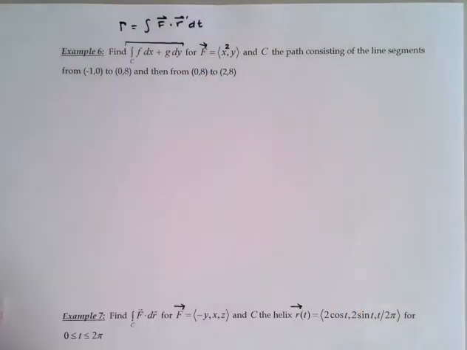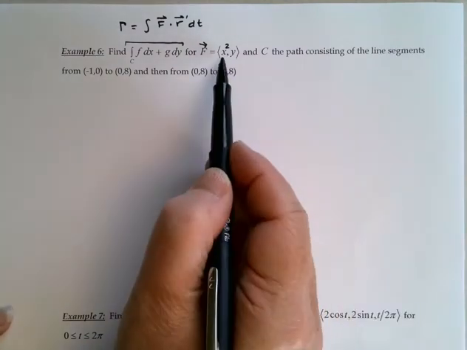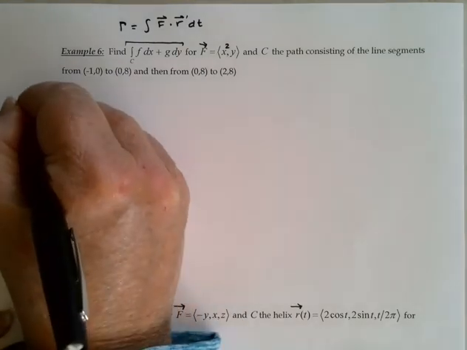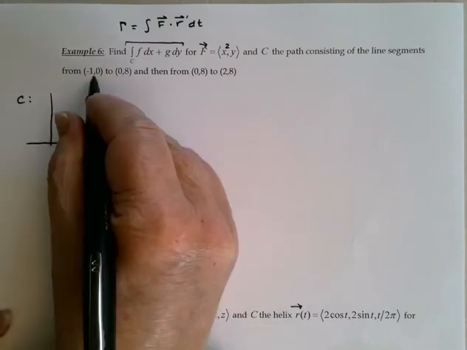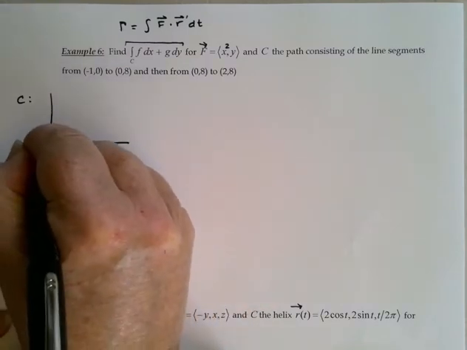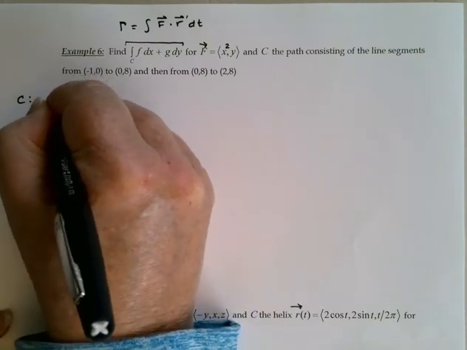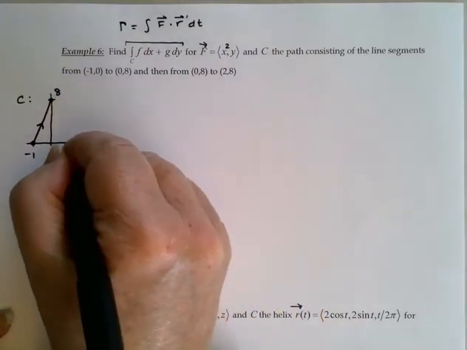In this case, f is the vector field x squared comma y, and c is the path consisting of these two line segments. By the way, I wanted to make it just a little more interesting, so if you would add the square on that x, I know that wasn't part of your original statement. All right, so as far as c is concerned, c goes from -1, 0 to 0, 8. And then another line segment from 0, 8 to 2, 8.